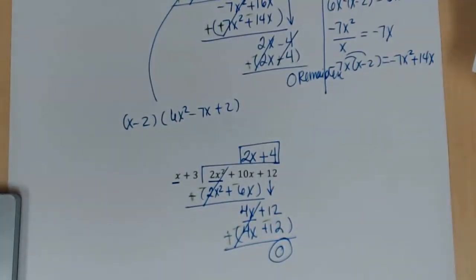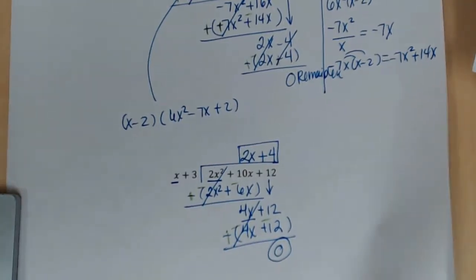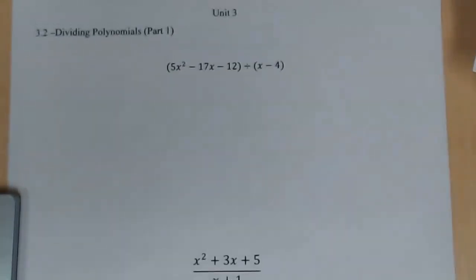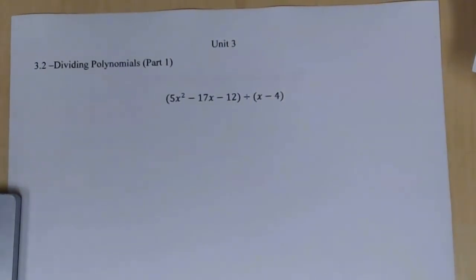Now the remainder is not always 0. But in order to get our feet wet and figure out what we're doing, I wanted to make sure I was doing something that worked out really nicely to get us going. So let's work another one. And I want to give you different formats. So this says 5x squared minus 17x minus 12 divided by x minus 4.